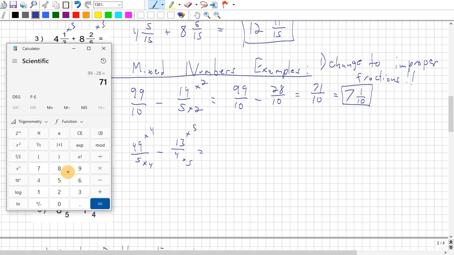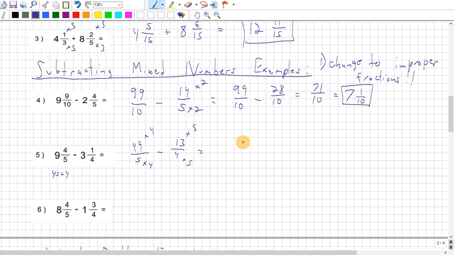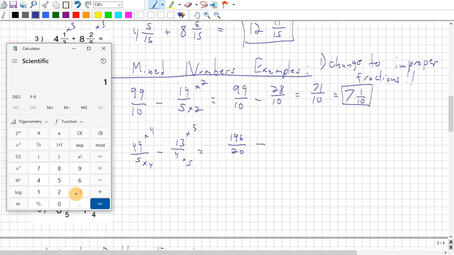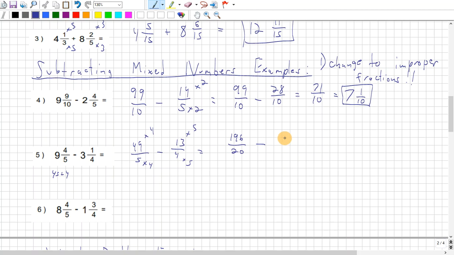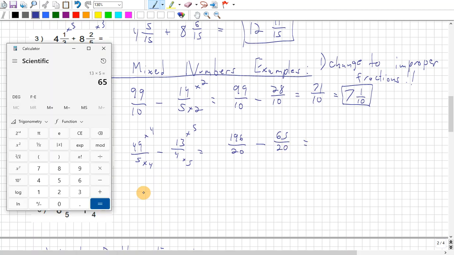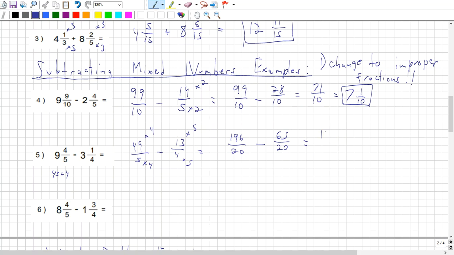So I don't like doing large number multiplication in my head either. So 49 times 4 is 196 over 20, minus 13 times 5. You should know that one, but it's okay. 65 over 20. And I subtract the tops, 196 minus 65, which is 131 over 20. Let's convert that back to a mixed number.